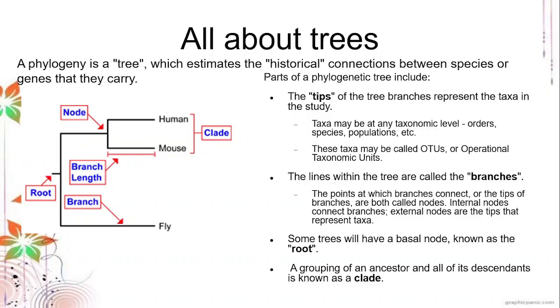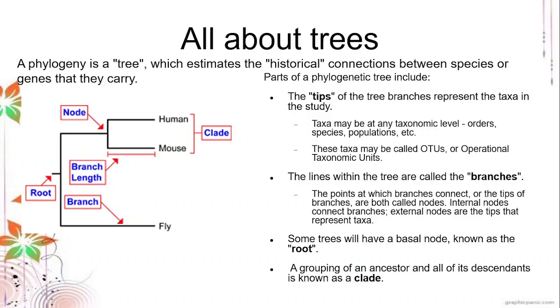So here on this image is an example of a phylogenetic tree. At the tip of the tree is the branch that represents the particular taxa of the study. It can be a specific species, an order, a population, etc. These taxa we call OTUs, or operational taxonomic units. Now, the lines in the tree are the branches. The points where the branches connect are the nodes.